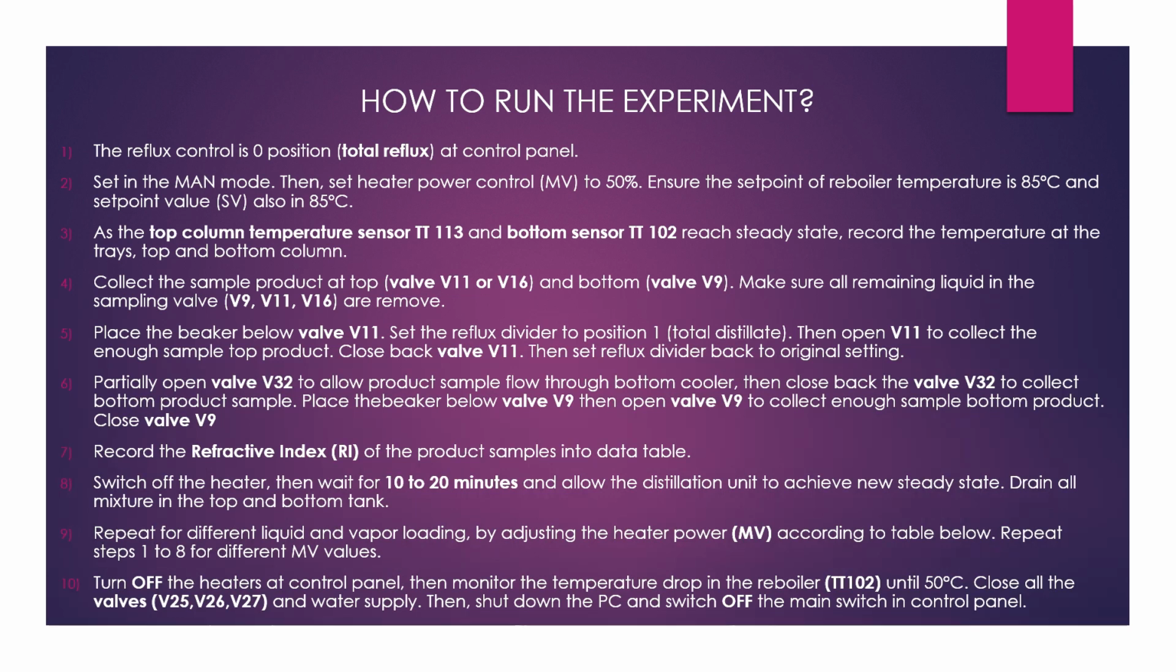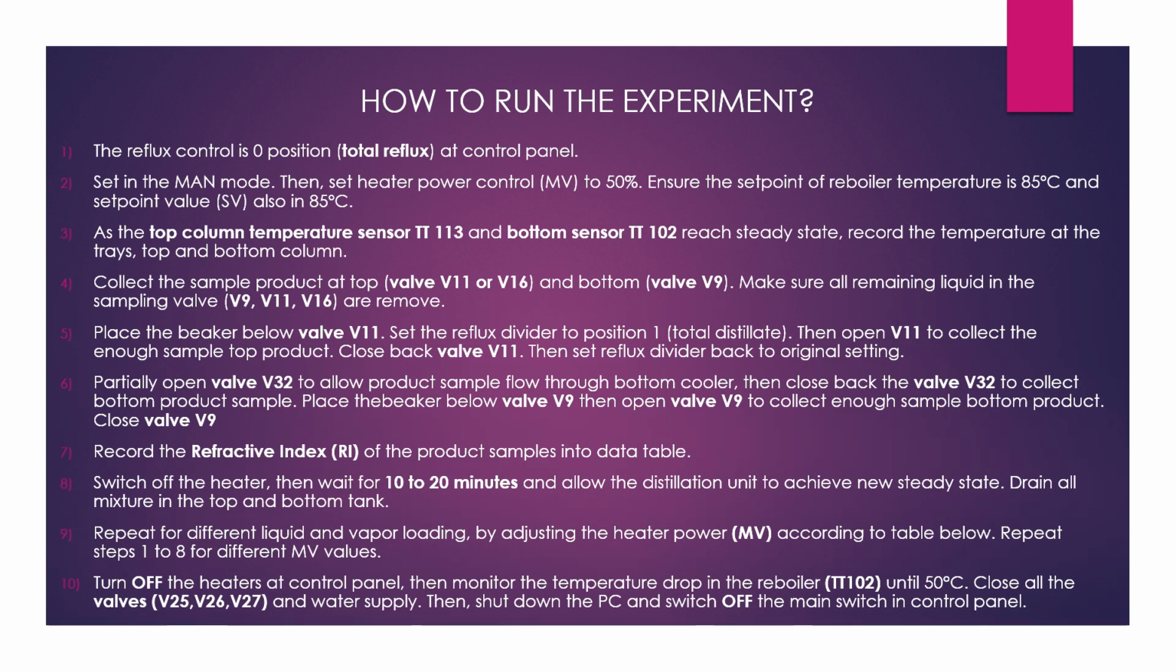As the top column temperature sensor TT113 and bottom sensor TT102 reach steady state, record the temperature at the top and bottom of the column. Collect the sample product at top valve V11 or valve V16 and bottom valve V9. Make sure all remaining liquid in the sampling valves V9, V11 and V16 is removed.